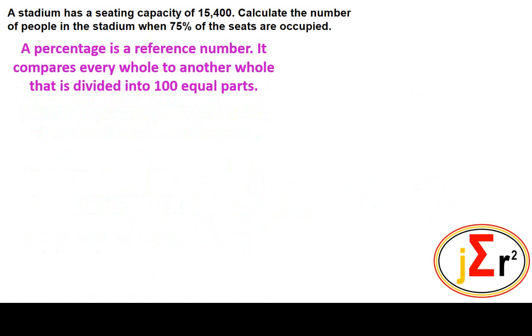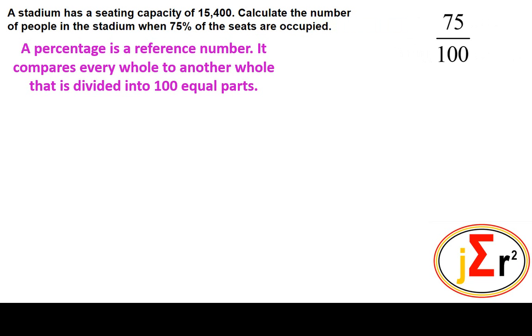The same problem. A percentage is a reference number. It compares every whole to another whole that is divided into 100 equal parts. That is what a percentage is. It is a reference number that compares whatever whole you have to a whole that contains 100 equal parts. 75% of the seats are occupied. What does that mean? 75 out of 100.